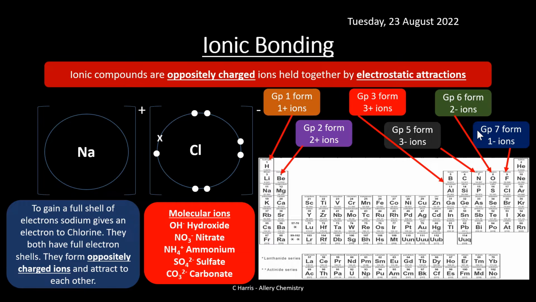NO3 minus is nitrate ions, ammonium is NH4 plus, sulfate ions SO4 2 minus, carbonate ions CO3 2 minus. You might see hydrogen carbonate as well, which is HCO3 minus. So you might see various different molecular ions. You do need to be familiar with these because you will see compounds and substances with these ions that exist.